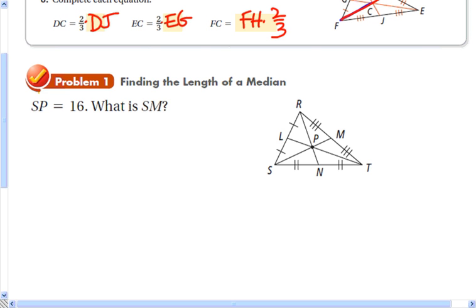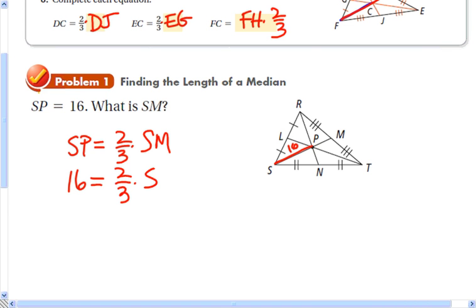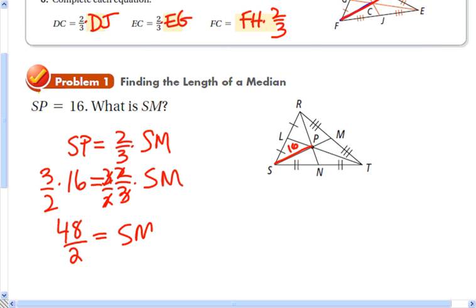So if we are given that SP is 16, well, that's 2/3 of the whole segment SM. And we can write that like this: SP is equal to 2/3 times SM. We know SP is given as 16, so we substitute that in. Now we multiply both sides by the reciprocal, 3/2. We get 3 times 16 is 48, divided by 2, is equal to SM. So SM is 24.